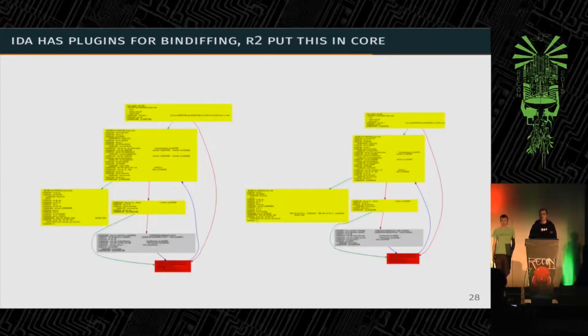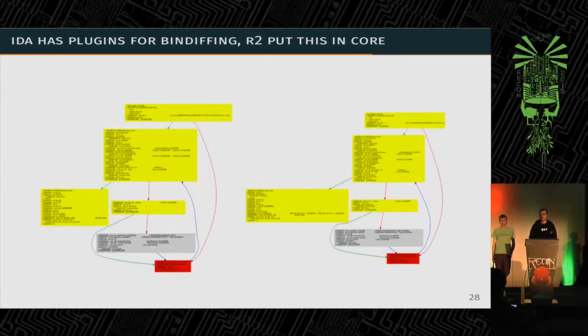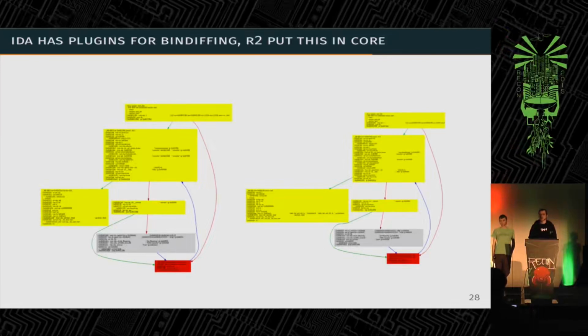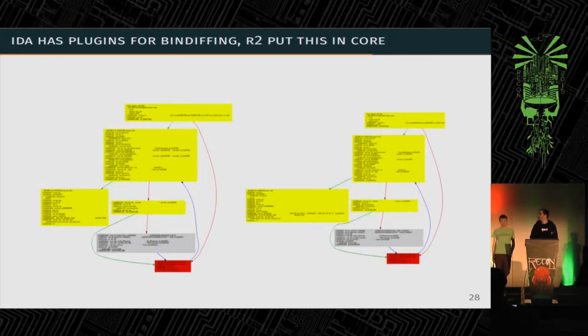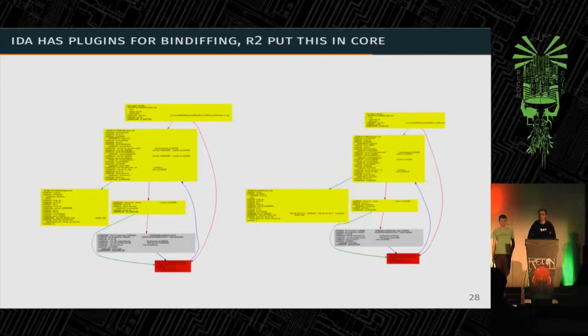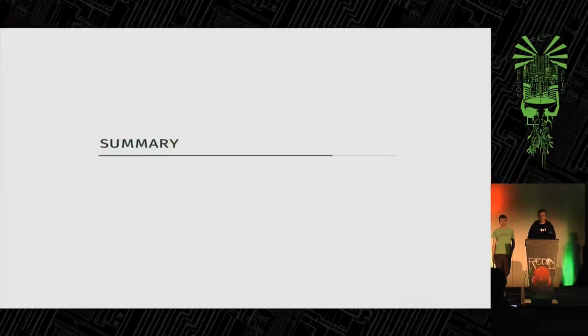Same for binary diffing, we support it. You can see a diff between bin true and bin false. And the only part that is changing is the end. There is a xor eax on the left and a mov eax, 1 on the right.